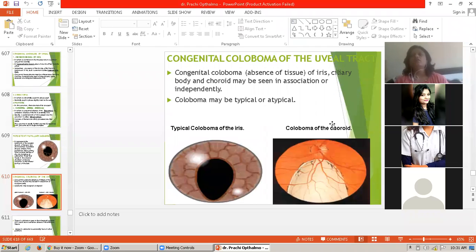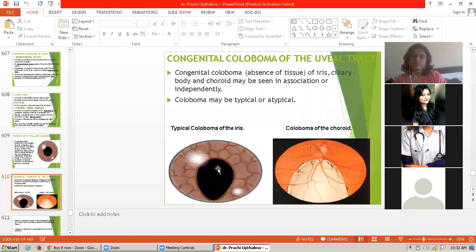Next one is congenital coloboma of the uvea. Congenital coloboma, that is the absence of the tissue of iris, ciliary body, and choroid, may be seen in association or independently, and coloboma may be typical or atypical. This is a coloboma of the iris, and this is a coloboma of the choroid. It shows a congenital absence of the tissue of iris, ciliary body, and choroid.